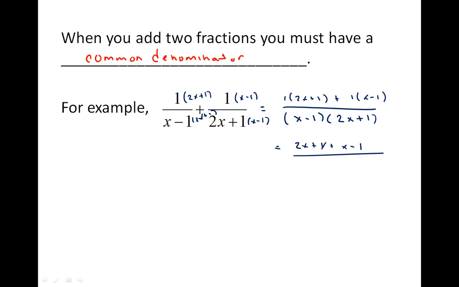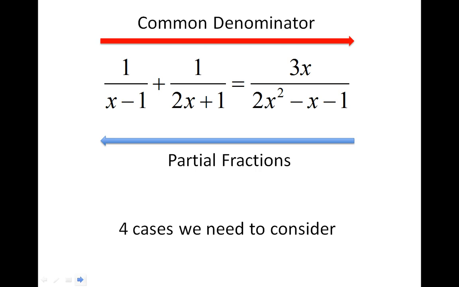And so notice here, these cancel, and you end up with 2x plus x, which is 3x, over x minus 1 times 2x plus 1. Okay, so we just added those two simpler rational expressions together by getting a common denominator first. So on this next slide, you can see that 1 over x minus 1 plus 1 over 2x plus 1 is equal to 3x over 2x squared minus x minus 1.